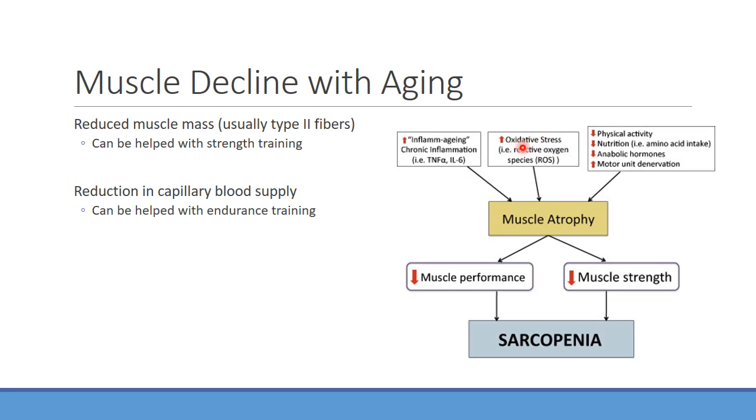You can have increased oxidative stress that occurs here due to reactive oxygen species, and then also the big things that can affect are things like physical activity and poor amino acid intake. If they don't have enough anabolic hormones like testosterone or estrogen, things like that, and then just motor unit denervation, so it's maybe due to injury or something like that. So all of those can lead to muscle atrophy. So they have decreased performance, decreased strength, and that sarcopenia that occurs there. So it's just a natural thing you see with a lot of your aging patients.